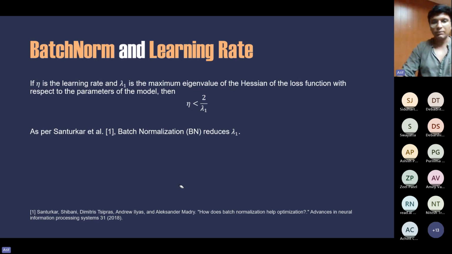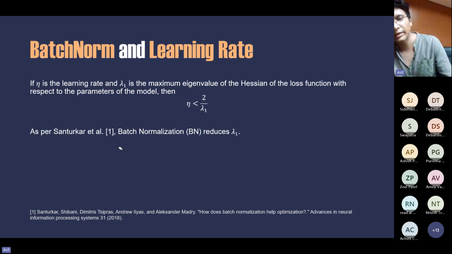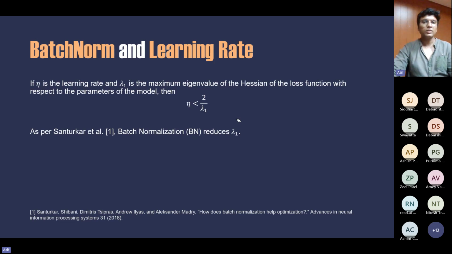Now what happens is this paper, Santurkar et al. What this says is that batch normalization reduces lambda 1, the value of lambda 1. And if it's doing that, now instead of, let's say, lambda 1 being 10, where you would have a result of 0.1, so the learning rate has to be less than 0.1. But now let's say lambda 1 is just 1. Okay, it's reduced. So it has to be less than 1.